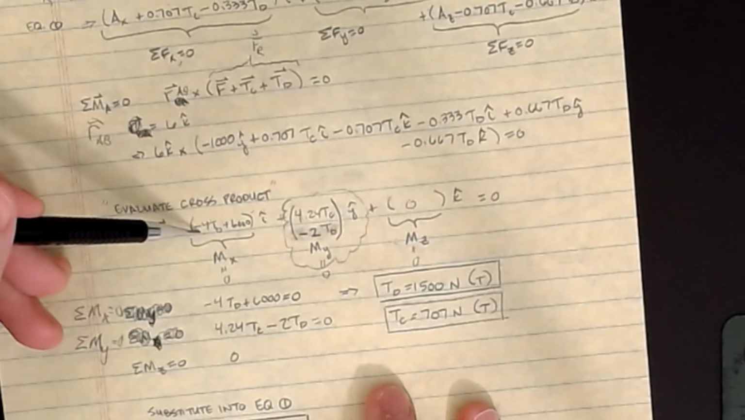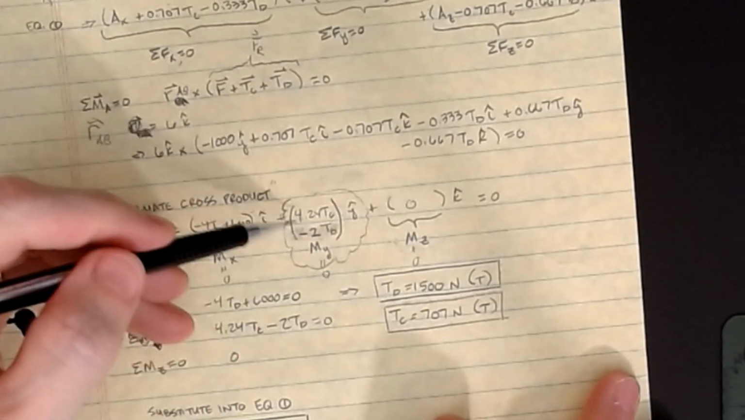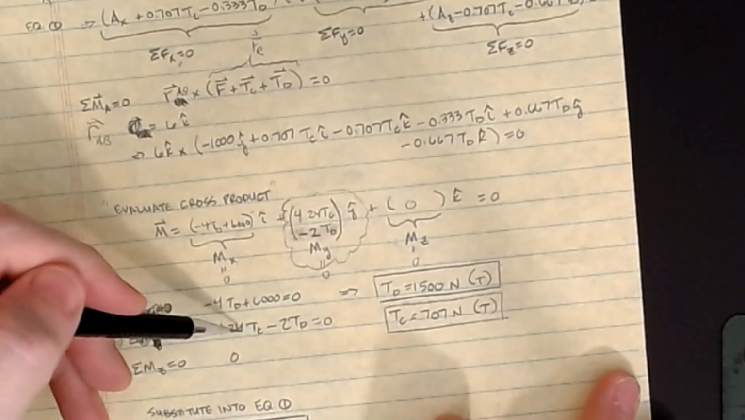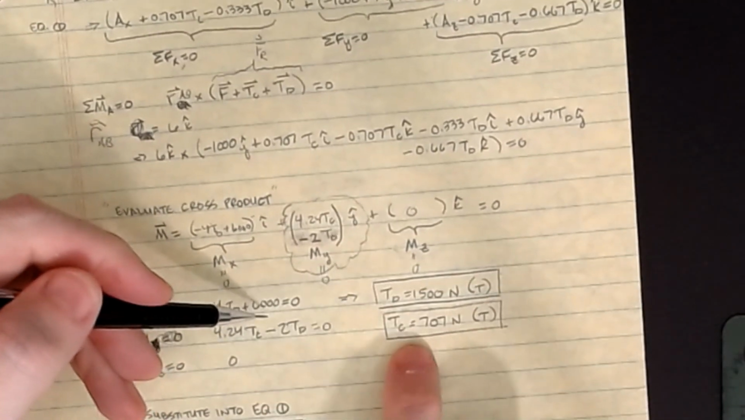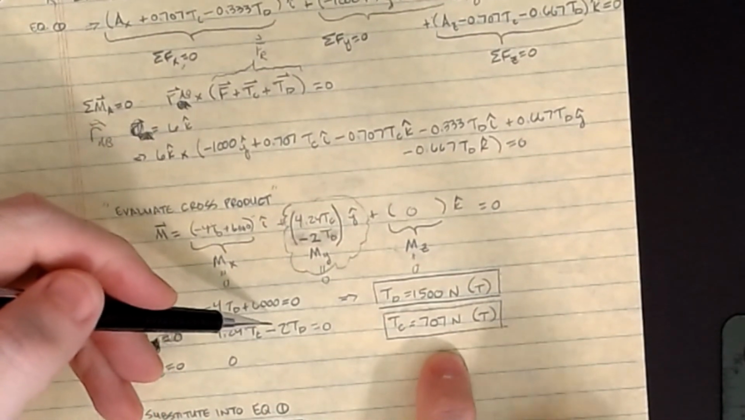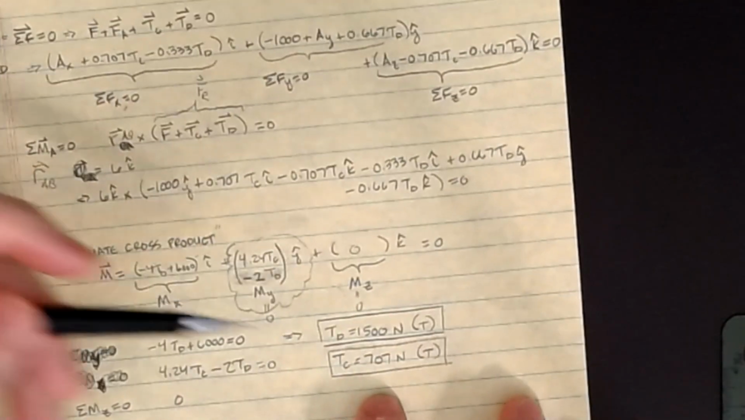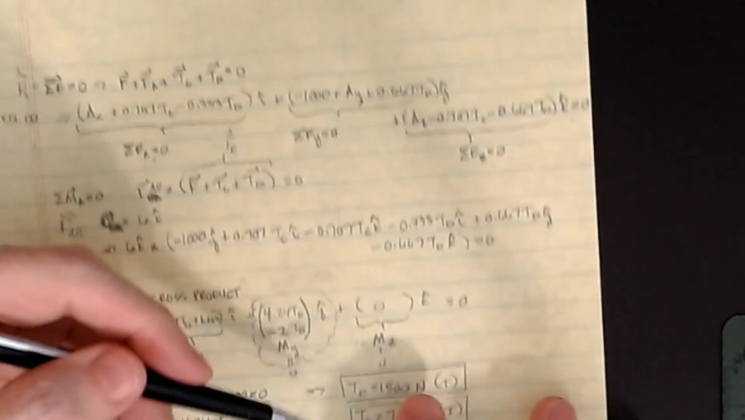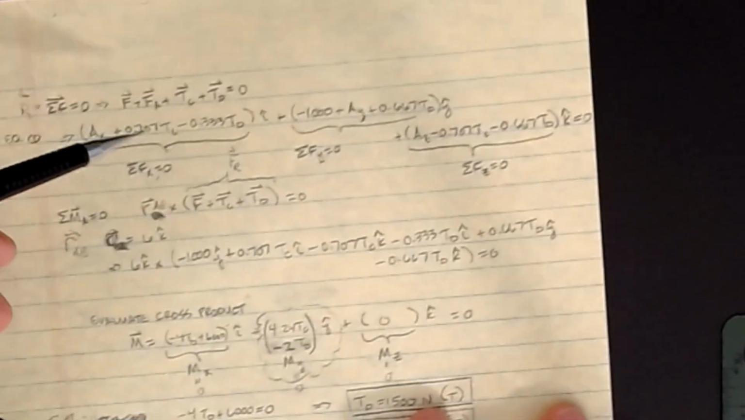Well, now I can pull TD out of this one. TD is 1,500 newtons tension. Got it. Okay, and then I can take TD and go into this one, which is 4.24 TC minus 2 TD. Plug in your TD value here, and you get TC is 707 newtons in tension in the cables. And again, this is the magnitude of the tension. We still have all those coefficients that give you the direction, the 0.667 and whatnot, to make the vectors.